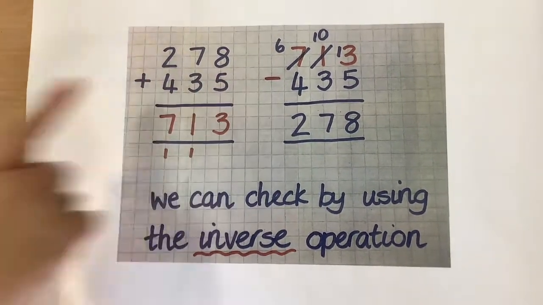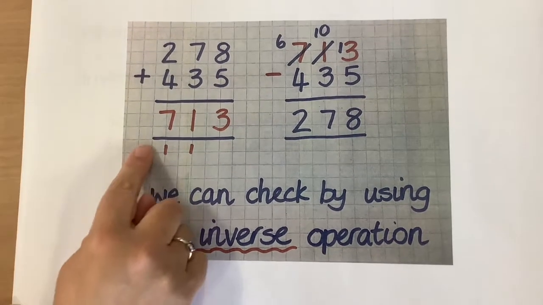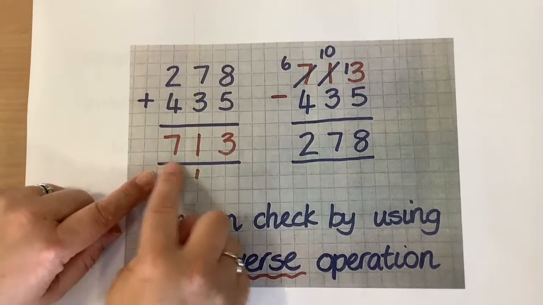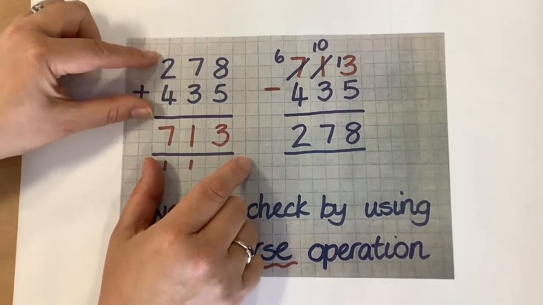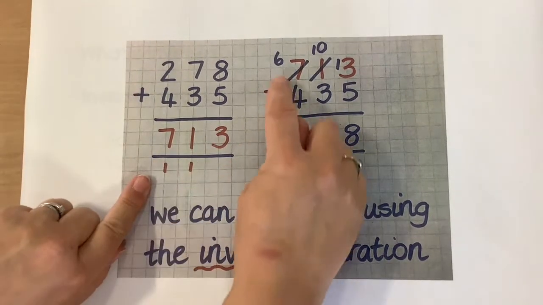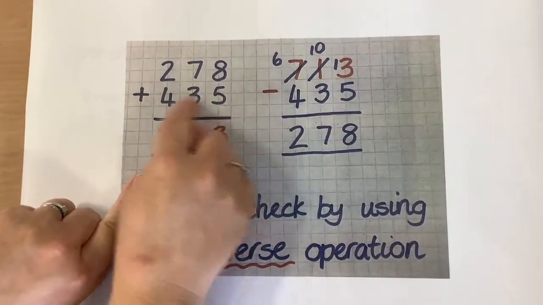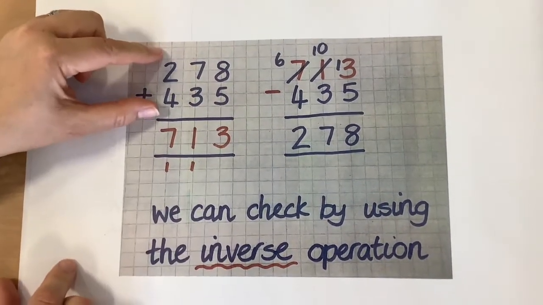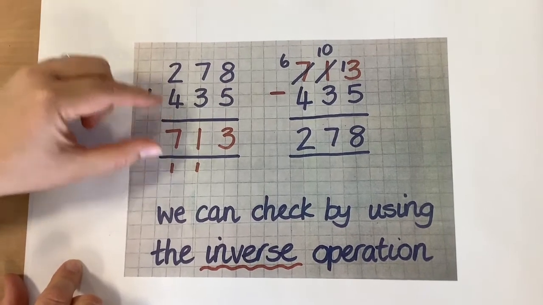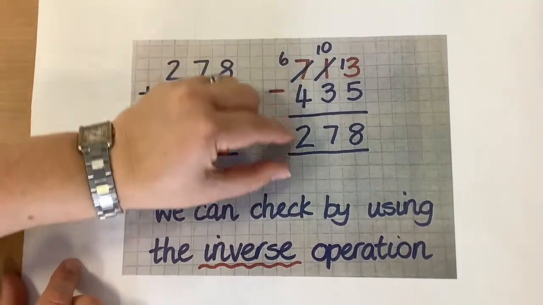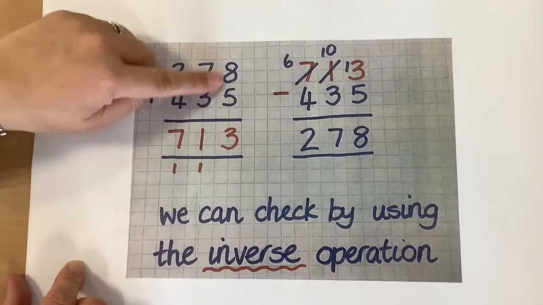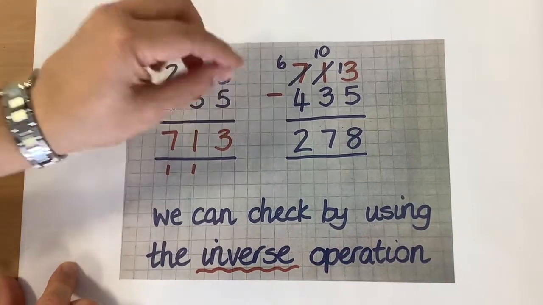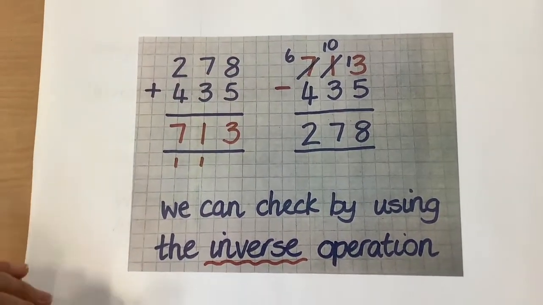So I know if I add 278 and 435, my answer is 713. A really useful way to check is if we start off with the number that we've made when we've added these two amounts together, 713, we can take one of them away again and we should be left with the other, because when we add two amounts together, our number gets bigger, and then when we take away from that number, we're left with the smaller or one of the smaller numbers. But these two together make this one, so if we take one away, we're left with the other. This is using the inverse operation.